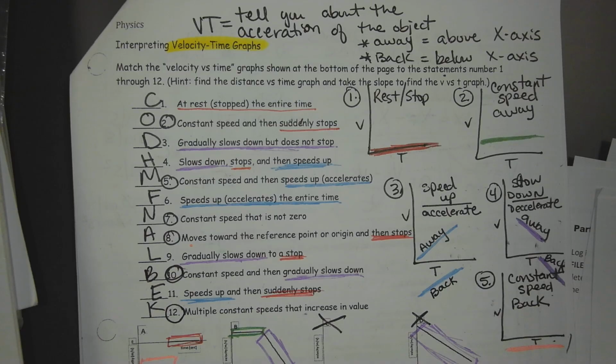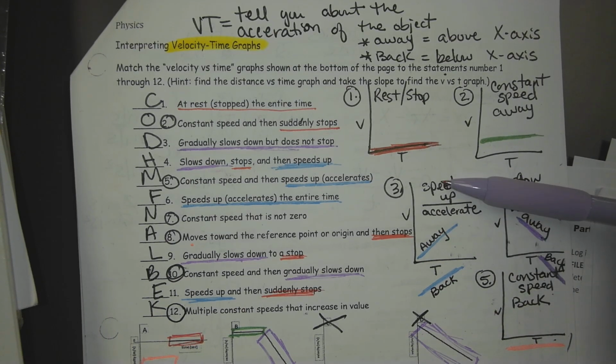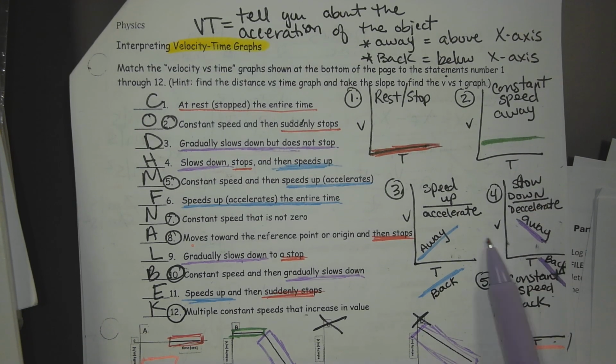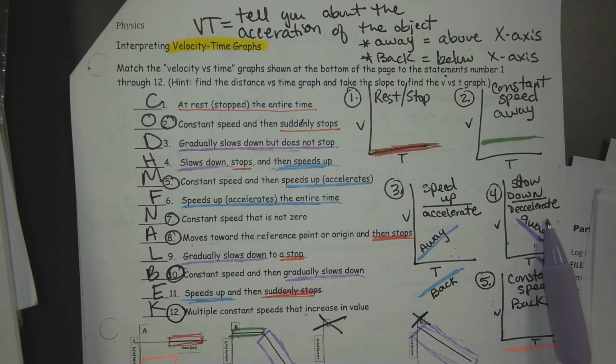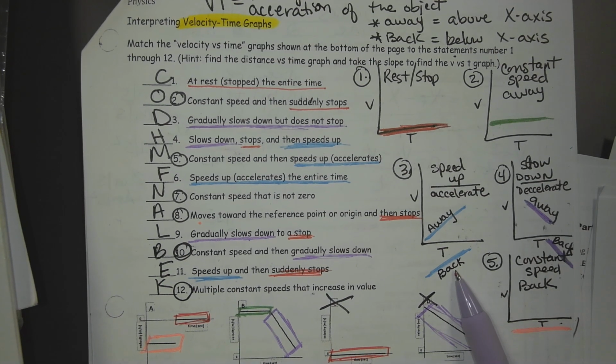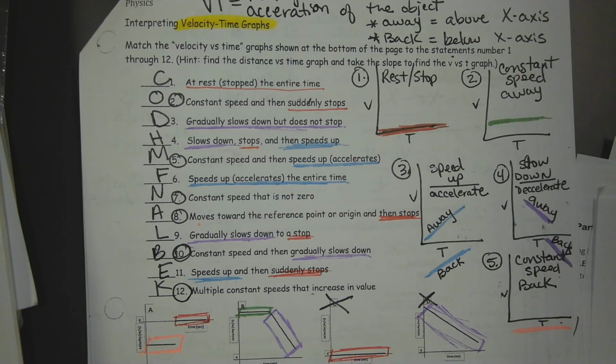But take a glance at graph 5. It is a constant speed, no slope, but it is below the x-axis because you are moving back towards the origin. But look at graph number 3 and graph number 4. Graph 3, yes, I am speeding up, slowing down. I am accelerating, decelerating. But when I am moving away from the origin, it is still above the x-axis. When I'm moving back towards the origin, it is below the x-axis. And take a look at this. There are no curves on a VT graph, okay?